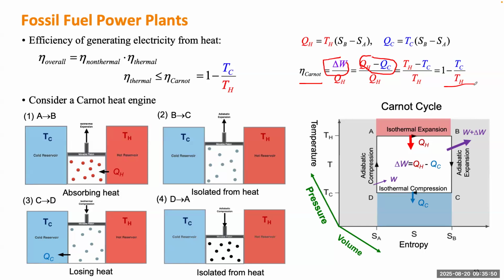Okay, so if you know the low temperature and high temperature, you know the efficiency limit. Any realistic heat engine will have efficiency lower than this limit. So this is the highest efficiency you can reach.